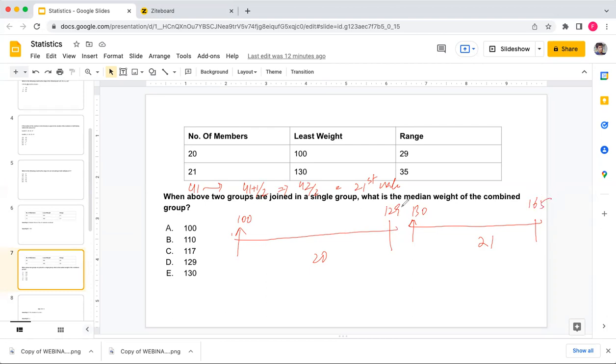Now, you can see that the maximum value of the first 20 is less than the minimum of the next group, so it is straightforward, the 21st value will be 130. Because in the first 20, there is no value that is greater than this value. So these are the first 20 values, and this will be the 21st value. That's why the answer to this is E. Right?